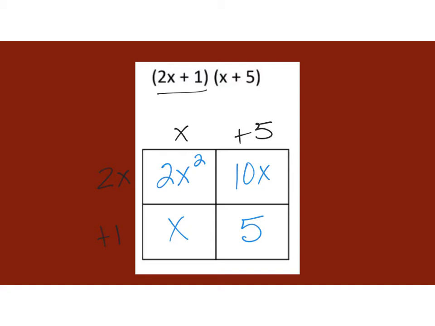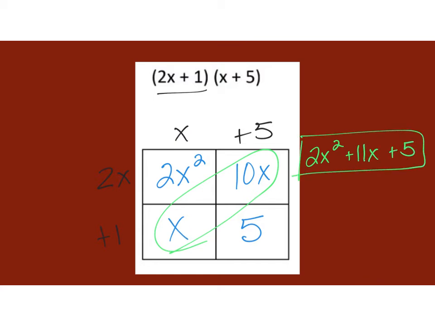Now, I want you to notice that these two terms are like terms. So we can actually go ahead and combine those right away while I'm writing my expression in standard form. So I have 2x squared, and then 10x plus x would be a plus 11x, and then plus 5. So we just multiplied a pair of binomials using a box.